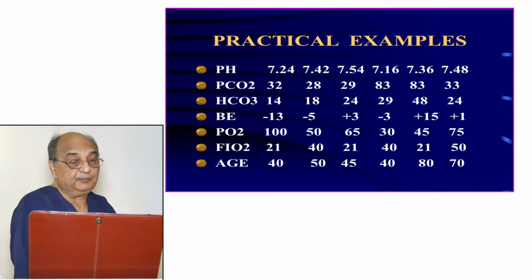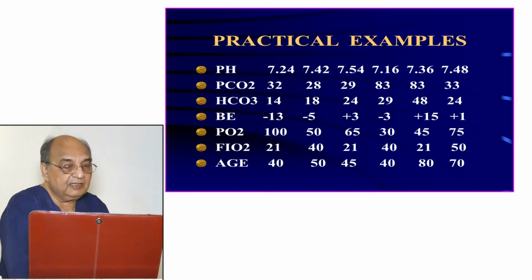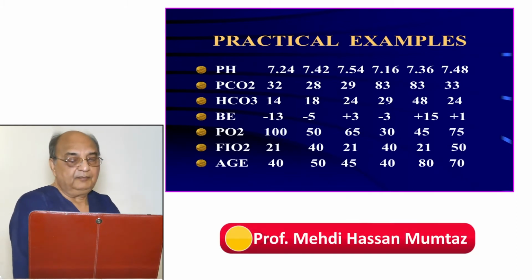Same way, the next one is pH is 7.42. PCO2 is 28. Bicarbonate is 18. What is it?